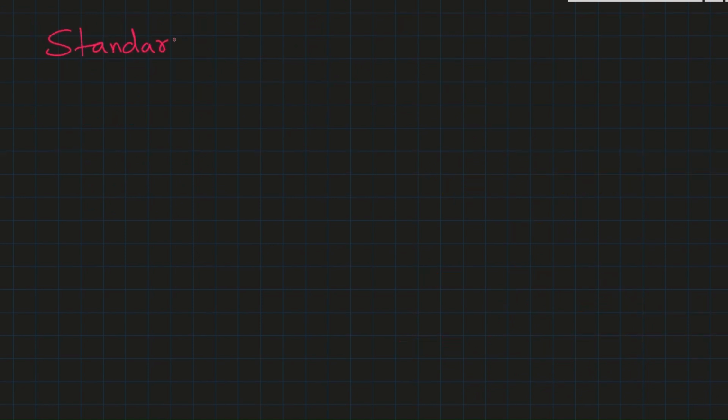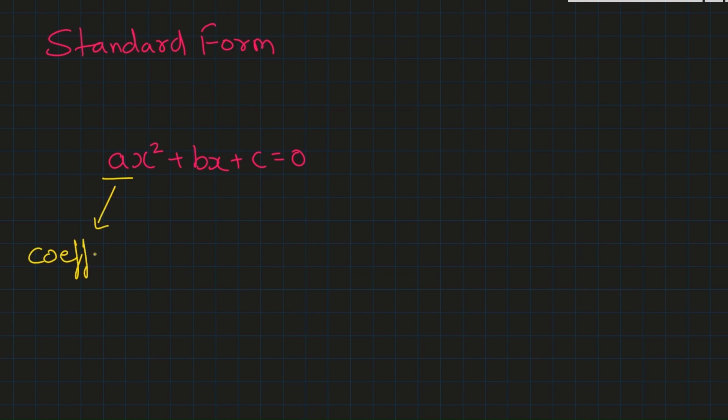Let's see the standard form of a quadratic equation. The standard form of a quadratic equation is ax square plus bx plus c equal to 0. Over here, a and b are said to be the coefficient of x square and the coefficient of x, and c is called the constant.